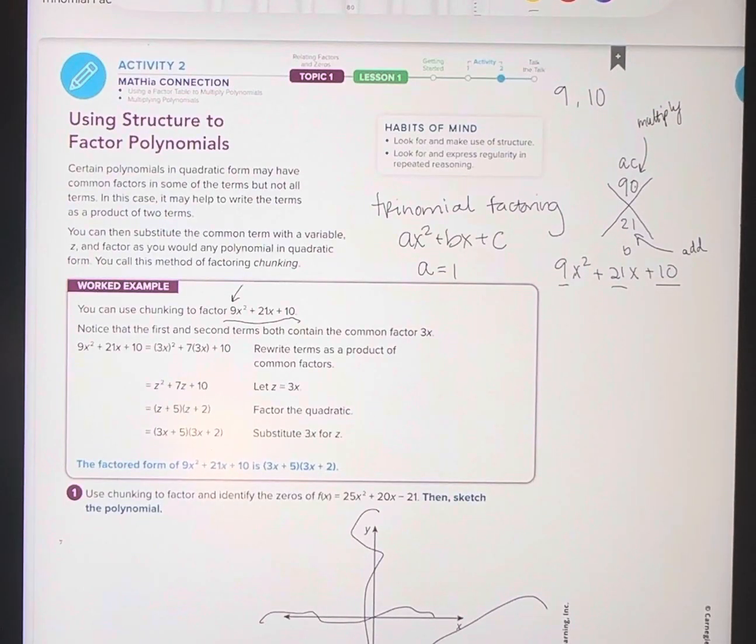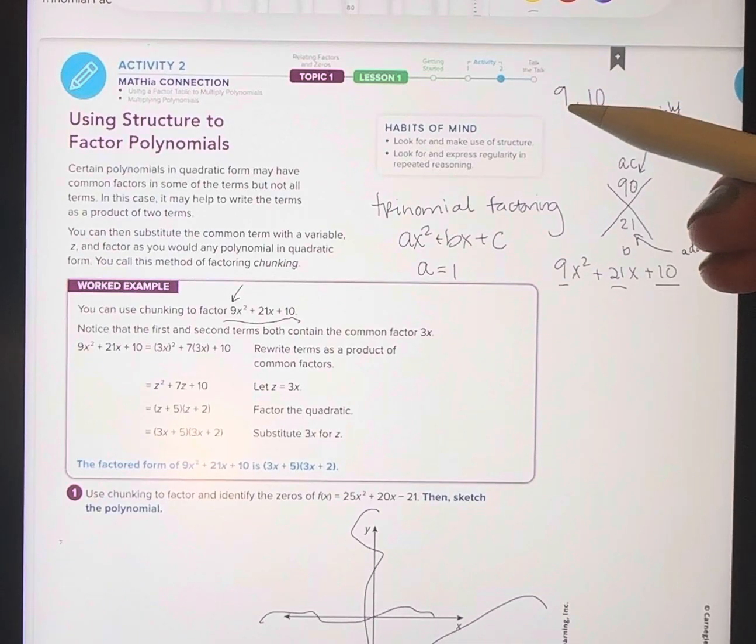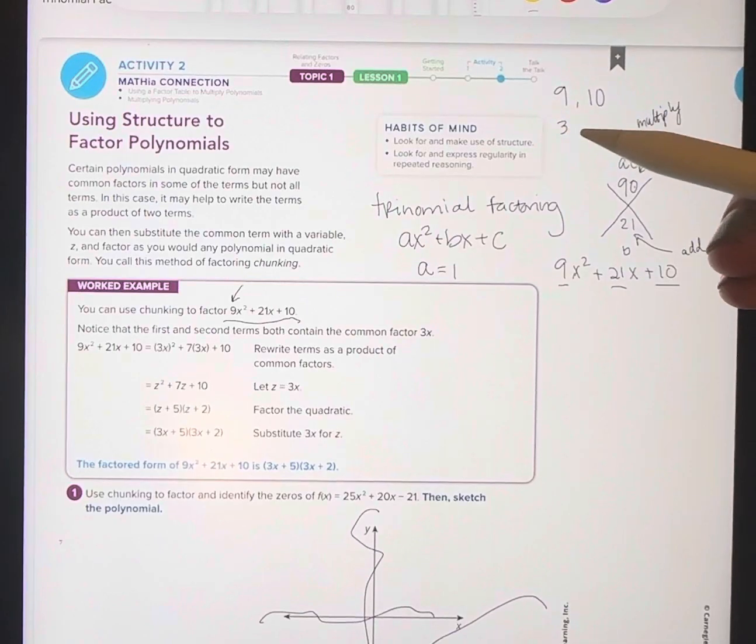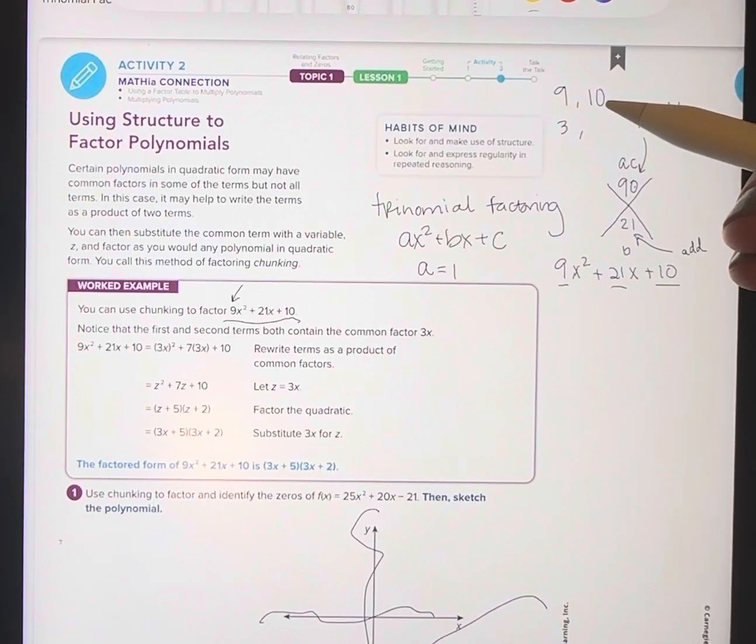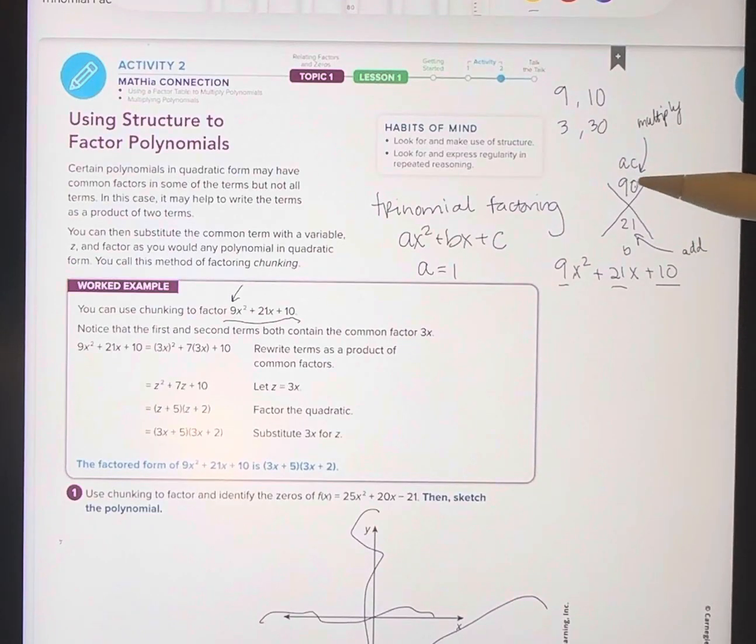So another thing that we could do is divide one of these numbers by something. So maybe divide 9 by 3, but then multiply this number by the same thing, 30. So 3 and 30 is another combo that can multiply to make 90. However, that still doesn't make 21, but let's keep going.